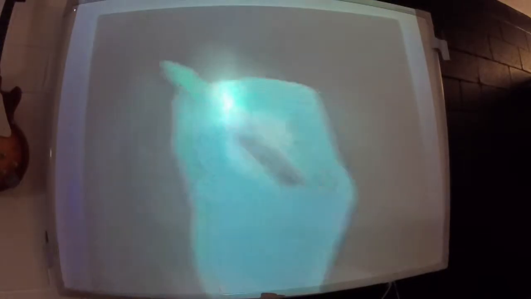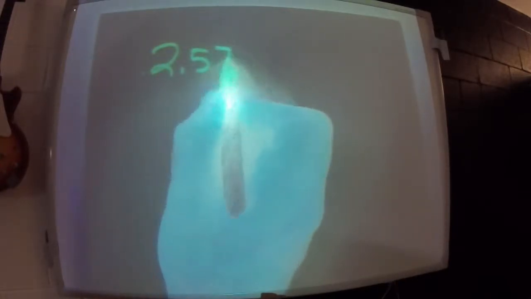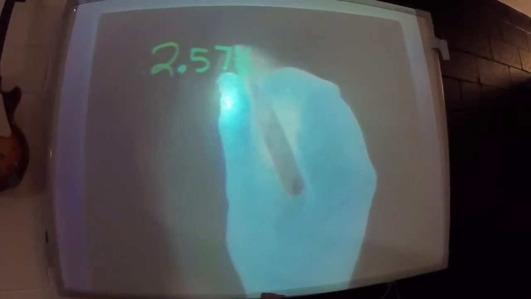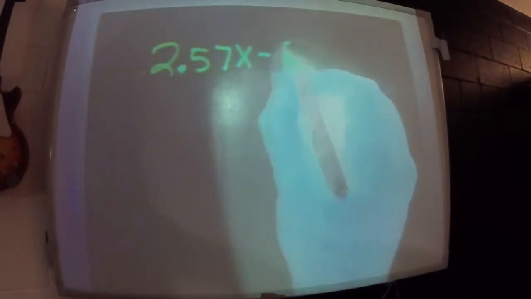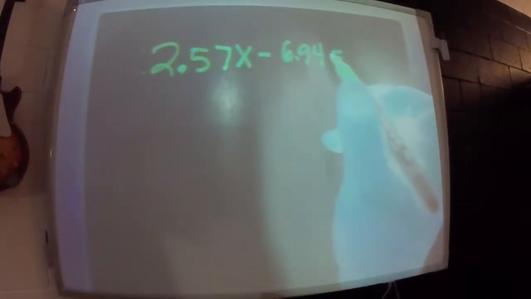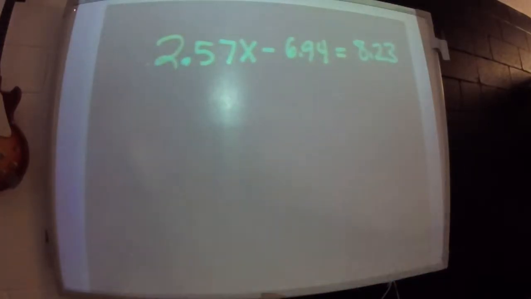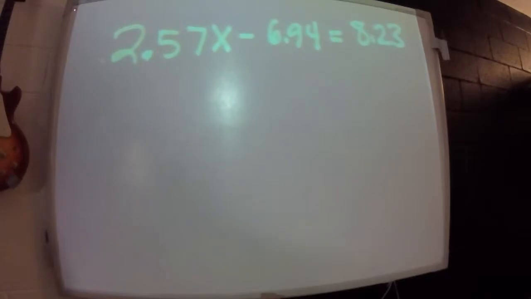Give me something. 2.57. Yeah. 2.57x minus 6.94 equals something. Give me something. How much? 8.23. All right, this equation has got decimals everywhere.